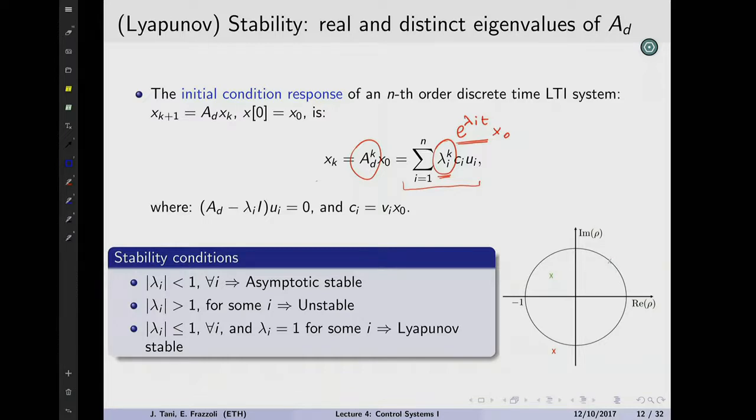Because here you have lambda to the k, it's a power, right? So if lambda is equal to 1, you will have this 1 to the k, as k now is time. So as time proceeds, k goes to infinity, 1 to the infinity is always 1, it means that your response will be bounded, okay?